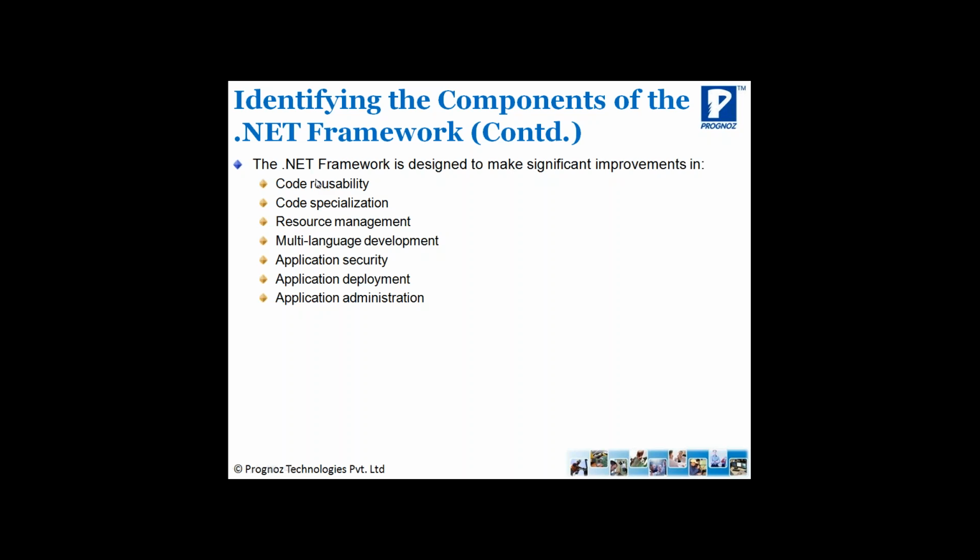Now here you can see the .NET Framework is designed to make significant improvements, that is code reusability, code specialization, resource management, multi-language development, application security, application deployment and application administration. When you use .NET you are going to get these benefits that will be seen in the final product. How these are achieved, we will learn gradually when we learn C#. Reusability we will achieve using inheritance. Specialization, because since we are using classes and namespaces, we will have code which is very much specialized.